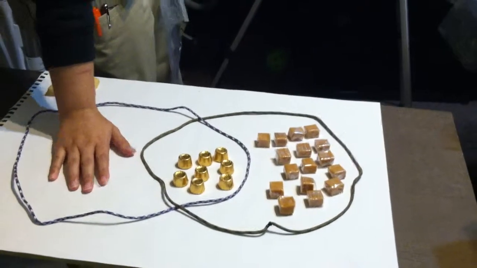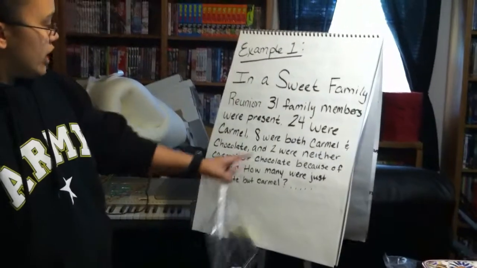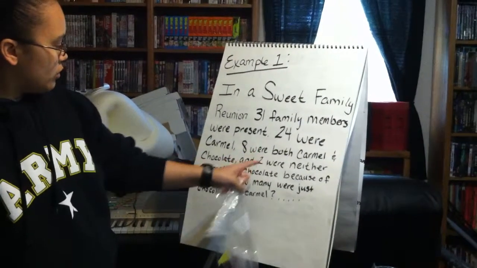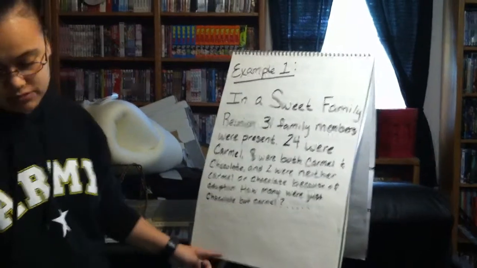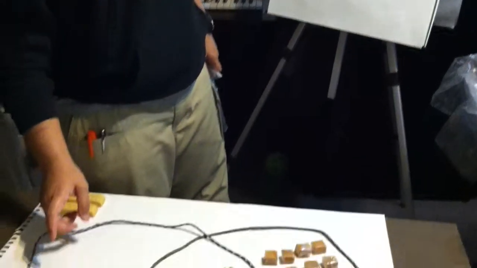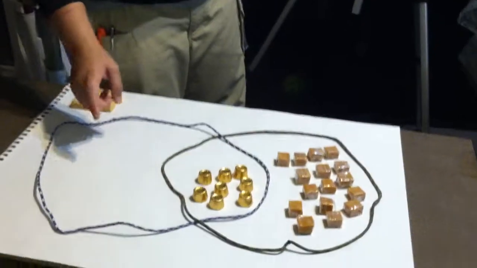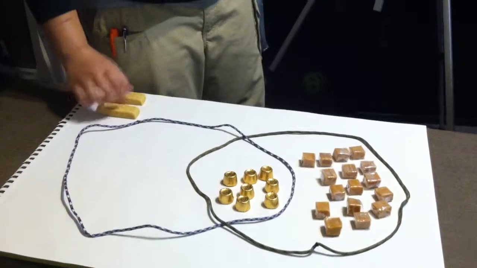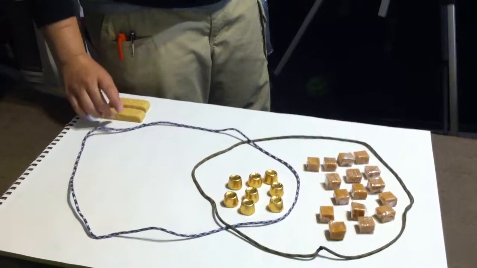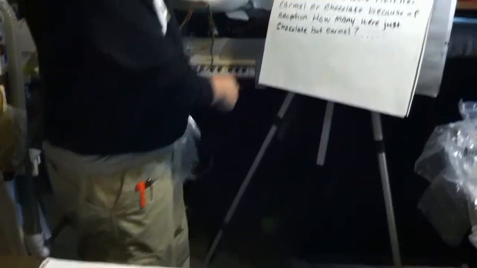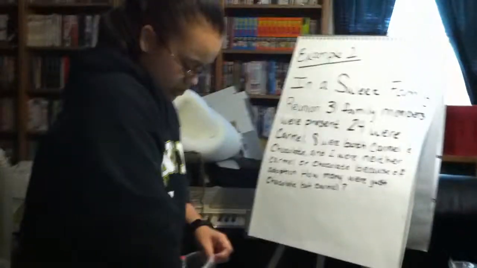Now, to solve all this together so that we can find out how many were just our chocolate relatives, we've got to make sure that we have 31. Remember, we had 24 that were caramel, 8 that were both caramel and chocolate, and 2 that were neither because they were adopted. So we're going to do simple subtraction, and how many are left over are going to be our chocolate relatives. Well, we have 24 there, 2 here, which is 25 and 26. We're going to subtract that from our 31, and that's going to give us how many are just our chocolate relatives.